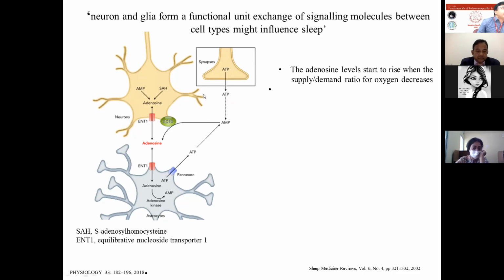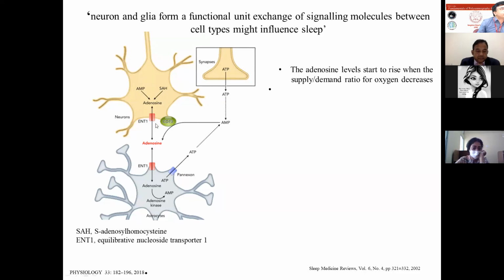With the activity at the synaptic level, the ATP that is generated can be converted into ADP, then AMP, and AMP, acting via the enzyme CD73 on the neuron, is converted into adenosine. Similarly, intracellularly there will also be adenosine, and the exchange of adenosine between the intracellular and extracellular spaces happens through transporter channels.